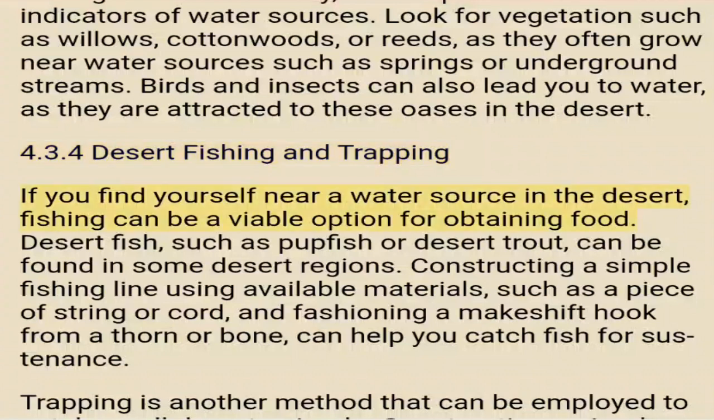4.3.4 Desert fishing and trapping. If you find yourself near a water source in the desert, fishing can be a viable option for obtaining food. Desert fish, such as pupfish or desert trout, can be found in some desert regions. Constructing a simple fishing line using available materials, such as a piece of string or cord, and fashioning a makeshift hook from a thorn or bone, can help you catch fish for sustenance.